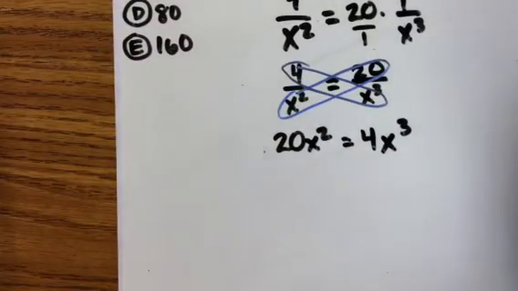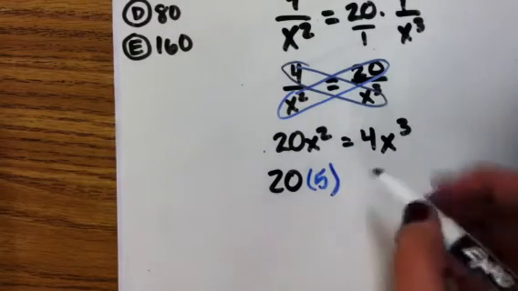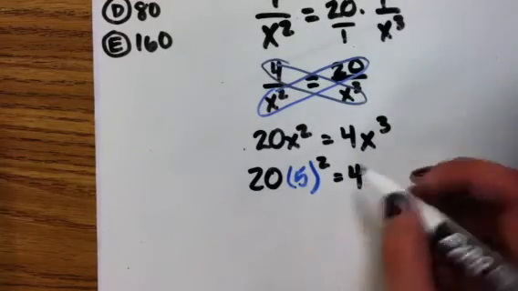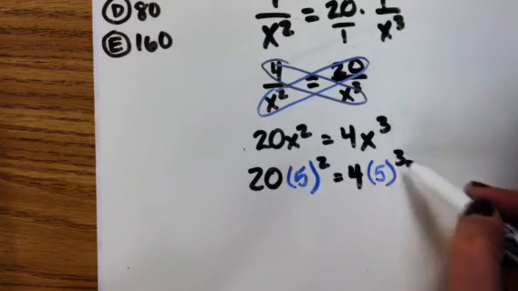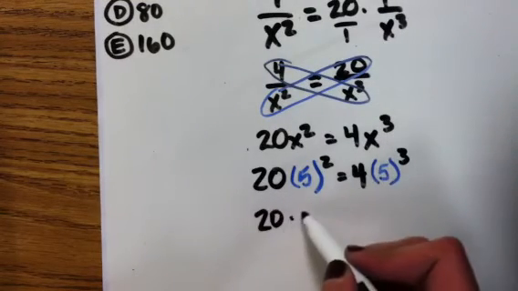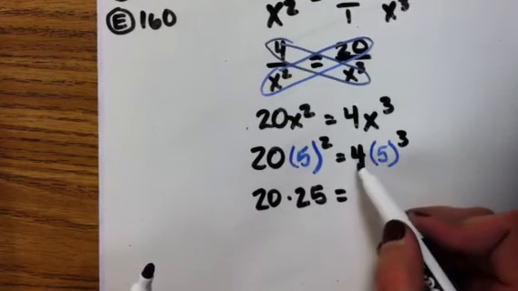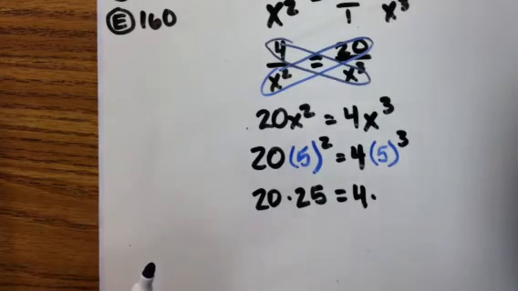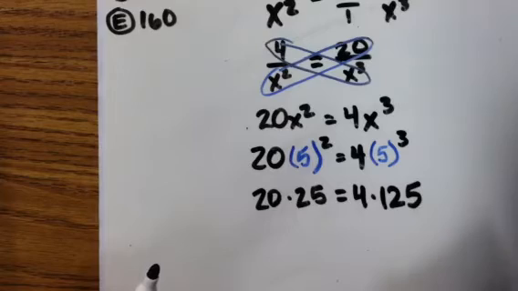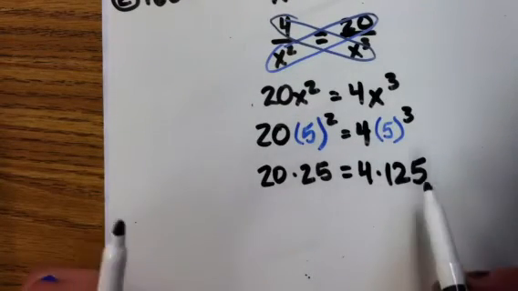So we have here 20 times 5 squared equals 4 times 5 to the 3rd. Here we get 20 times 25 because 5 squared gives us 25. Here we have 4 times 5 to the 3rd. With the help of our calculator, we figure that that's 125. And now we want to see, are both sides equal? That's the whole point of this.